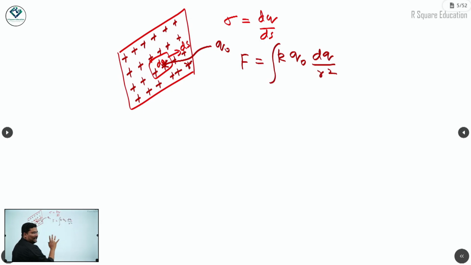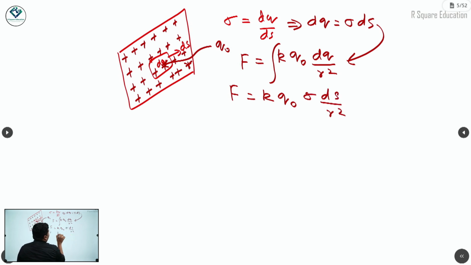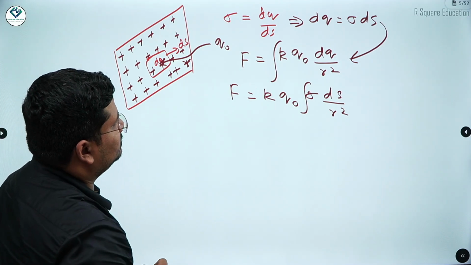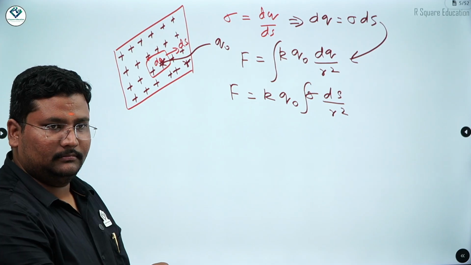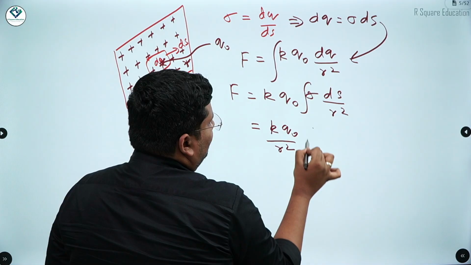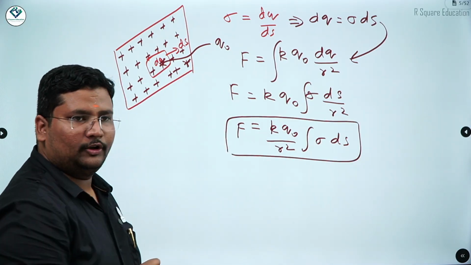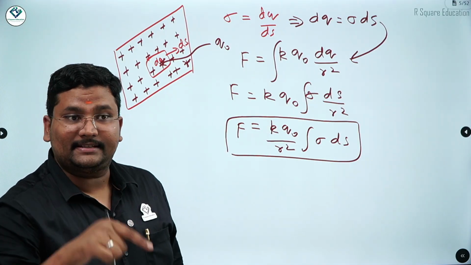If I integrate it directly now, you know what it is, correct? And also from this I can calculate dq is equal to sigma dS. Can I substitute here? So we'll be having F is equal to k q naught sigma dS by r square, correct? Yes. Okay, so if that is the case, then you will have k q naught by r square integral sigma dS is going to be F. So this is going to be the force experienced due to the surface charge density.